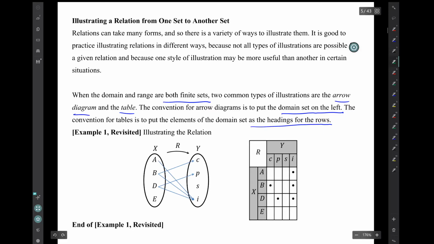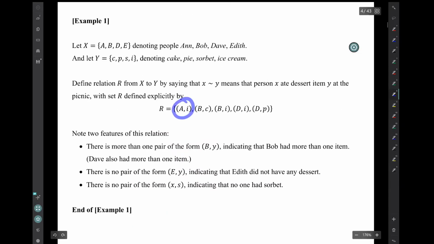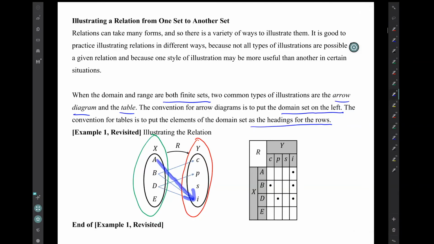On the left in this drawing is a picture illustrating set capital X, and on the right in this drawing is a picture illustrating set capital Y. And each arrow in this drawing illustrates that a person had a particular dessert item. So for instance, this arrow that goes from capital A to little i, that illustrates the pair capital A, little i, in the relation that indicates that Ann had ice cream.